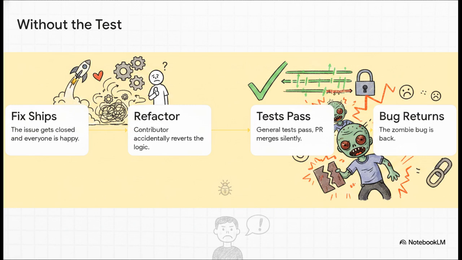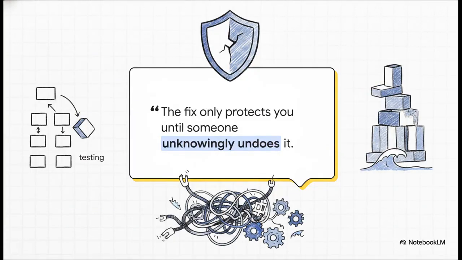Step 4, the code compiles perfectly. Every other general test in the suite passes with flying colors, the pull request looks super clean, and it merges. Step 5, boom. The zombie bug is back, silently wrecking data until a highly frustrated user has to report it all over again. I really want you to let this quote sink in for a moment.